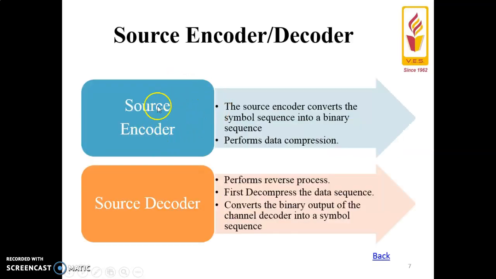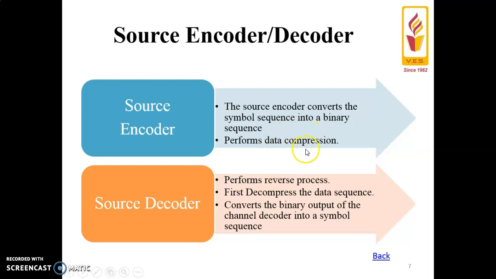Now what is the function of source encoder? The input to the source encoder is a binary sequence, or it can be a symbol sequence. If it is a symbol sequence, the source encoder converts the symbol sequence into the binary sequence. The second function is, now there is a repetition of alphabets, and a few alphabets always follow a particular alphabet, like U follows always Q. There are spaces in between. So we are not utilizing the bandwidth efficiently.